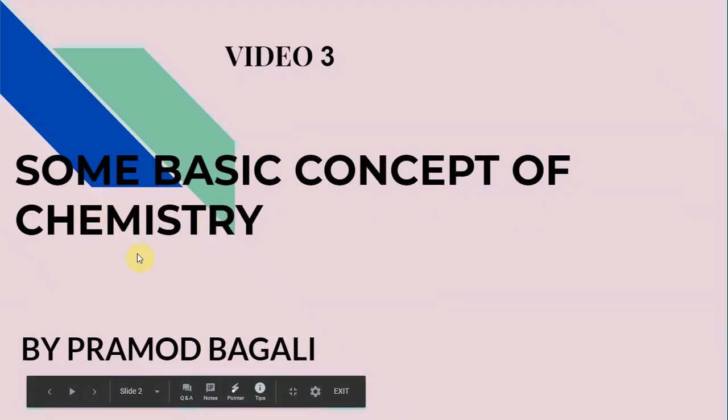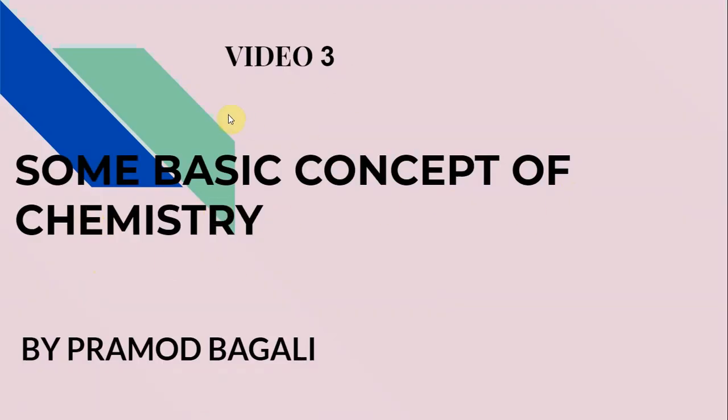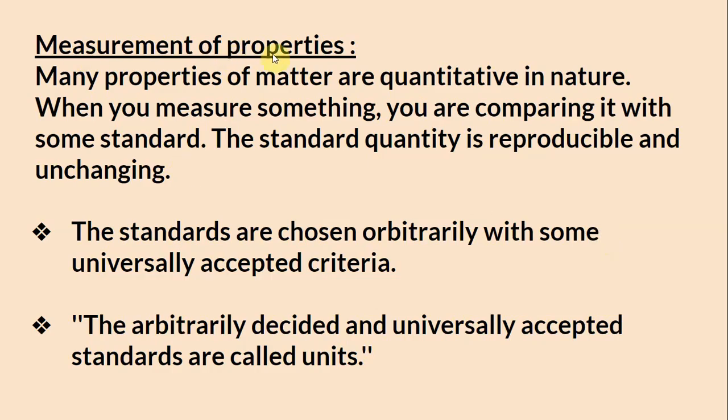Some basic concepts of chemistry, video 3. We have already finished videos 1 and 2, which introduced chemistry and matter. Now we are looking at the measurement of properties. There are different units and properties we have to measure. Many properties of matter are quantitative in nature.